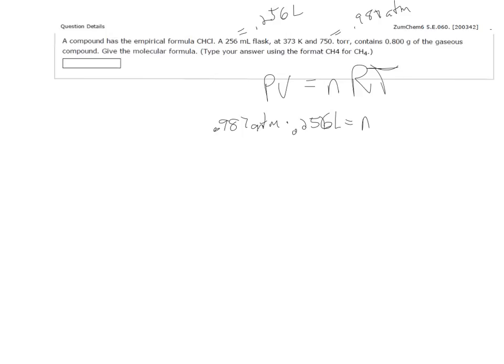equals some number of moles, which we will find, times 0.08206, and the units for R are kind of goofy ones: liters atmospheres over moles times degrees Kelvin, and the temperature they had given us in the problem is 373. If we solve for number of moles, in this case we get 0.00825.